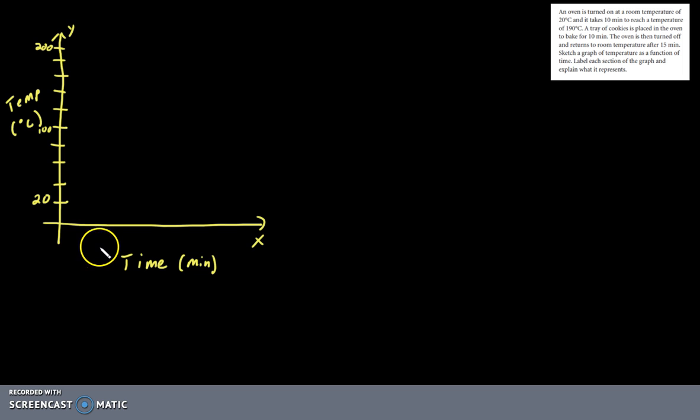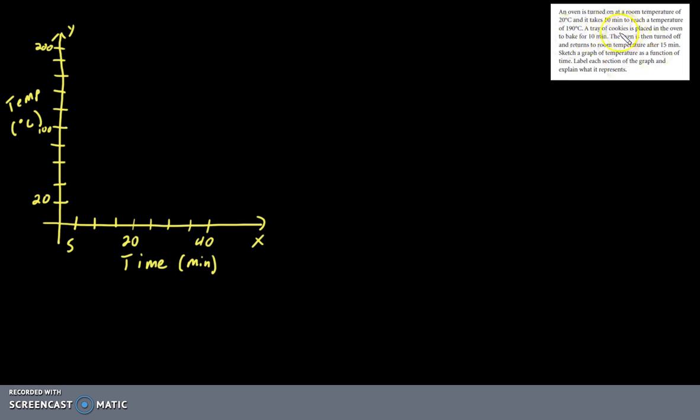In terms of time, let's see what we have. It takes 10 minutes to reach the temperature of 190, then baking for 10 minutes, and that looks like we have quite a bit of time, 35 minutes. So let's make it in notches of 5. So let's go 5, 10, 15, 20, 25, 30, 35, 40. Okay, so let's do that and play around with this and see if everything's okay with it.